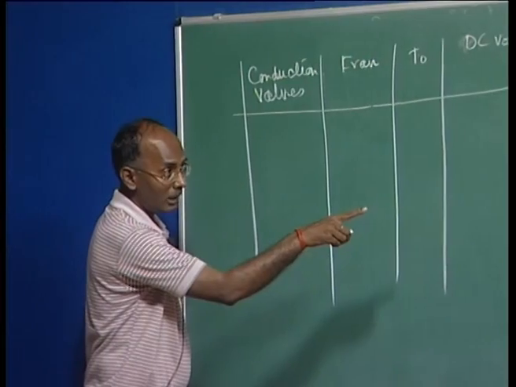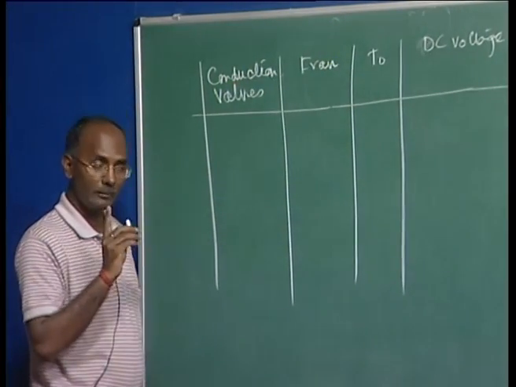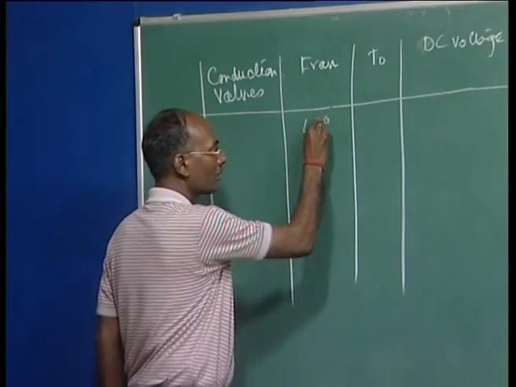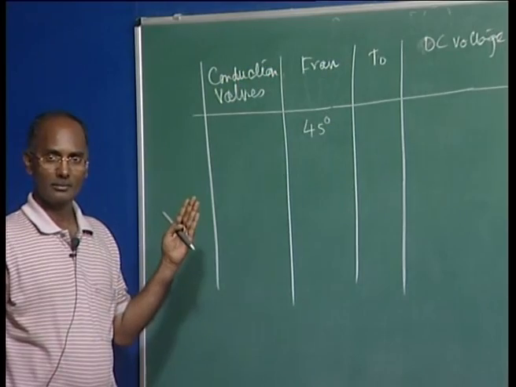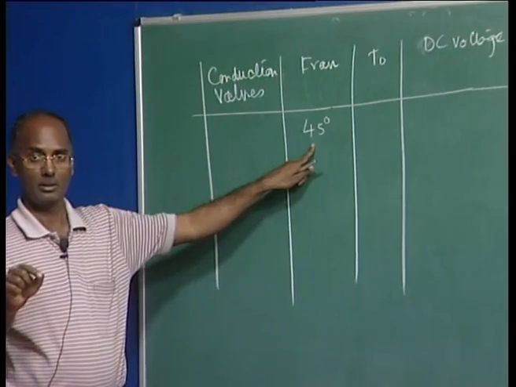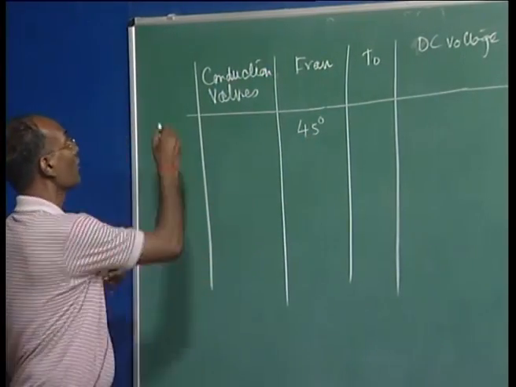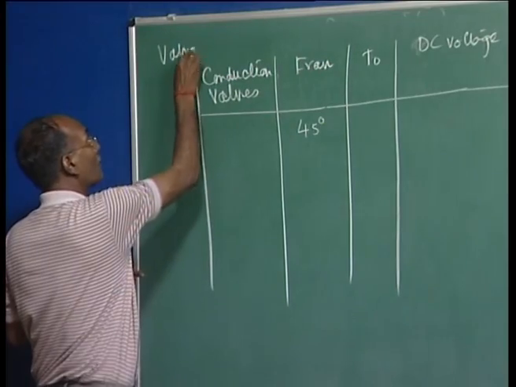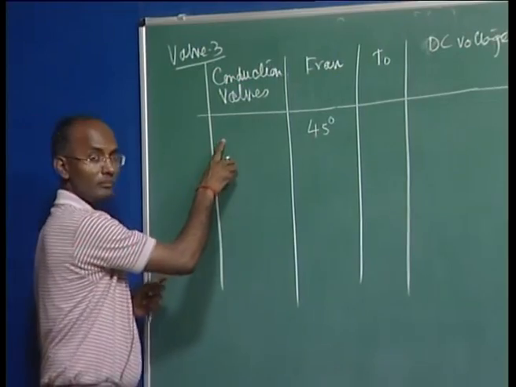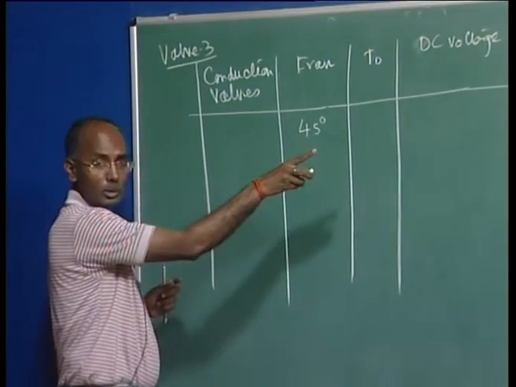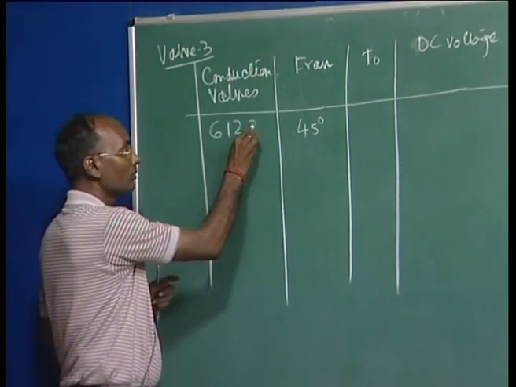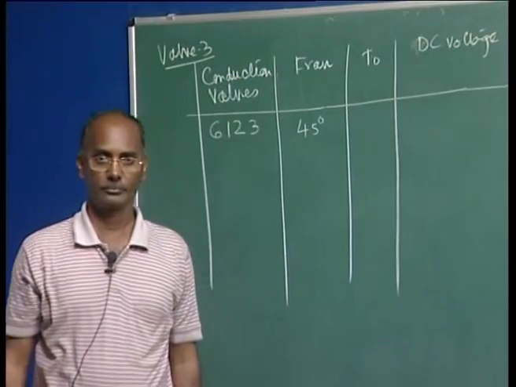Now, since I have taken alpha as 45 degree, we are giving the gate pulse to valve 3. So, here we are starting from 45 degree. This is the case when valve 3 is getting pulse. We are starting from valve 3, and it will conduct because it is more than 30 degree. So, here I can say 6, 1, 2 were conducting earlier, now 3 is going to conduct.